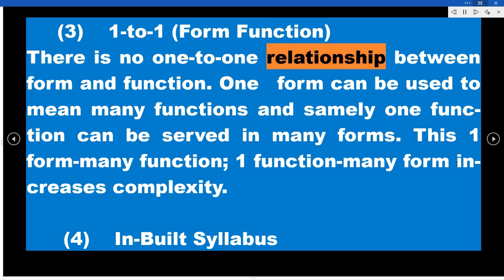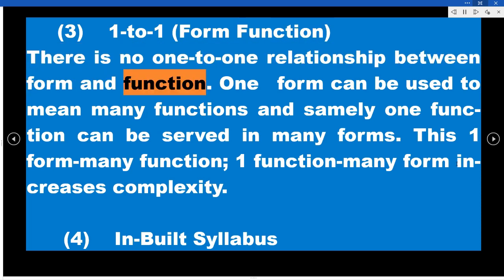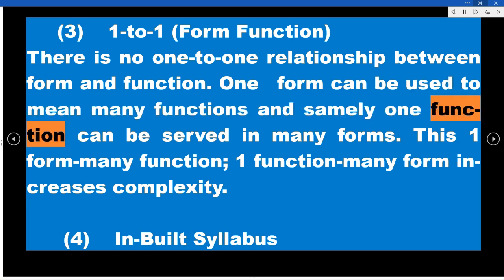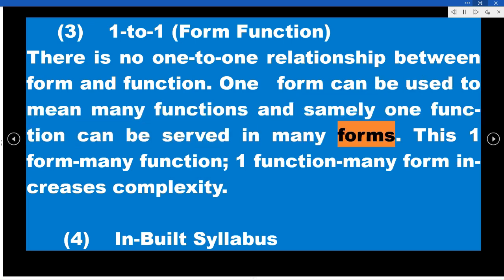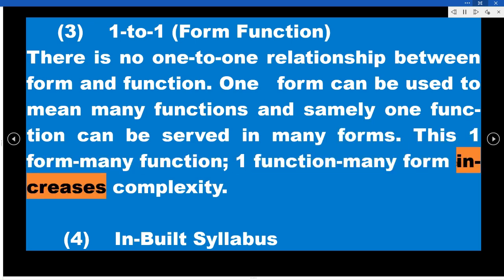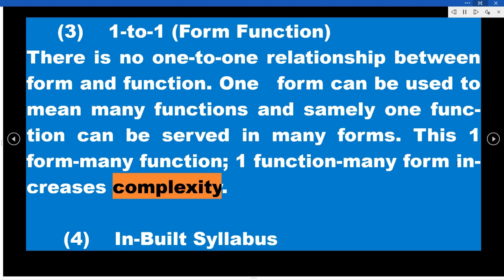3. One-to-one, form and function. There is no one-to-one relationship between form and function. One form can be used to mean many functions, and similarly one function can be served in many forms. This one form many functions, one function many forms increases complexity.